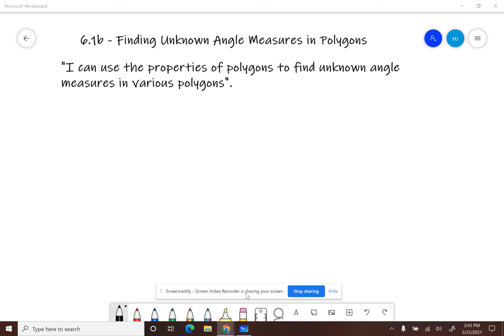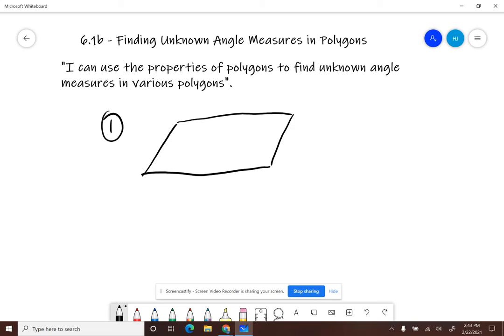So I'm going to go through three examples here real quick, and these are examples of things that you're going to see on your practice. So hopefully you are paying attention to what we're doing. Number one, and again, excuse my drawings the best you can. Let's say we have a quadrilateral here. Again, it's got four sides.